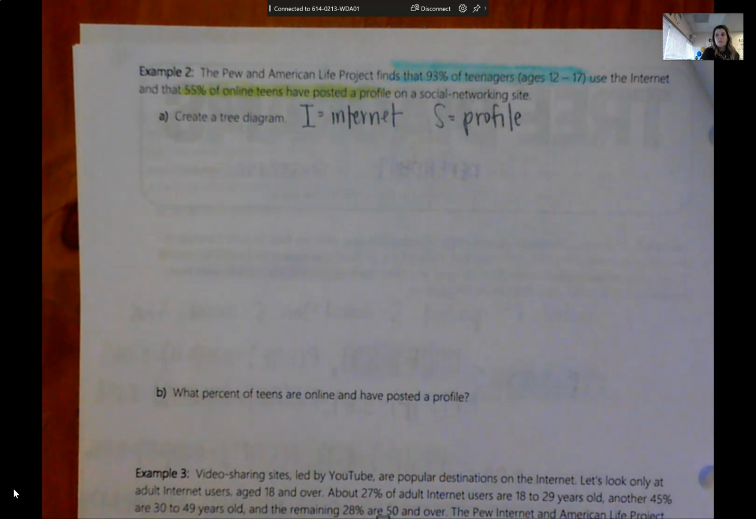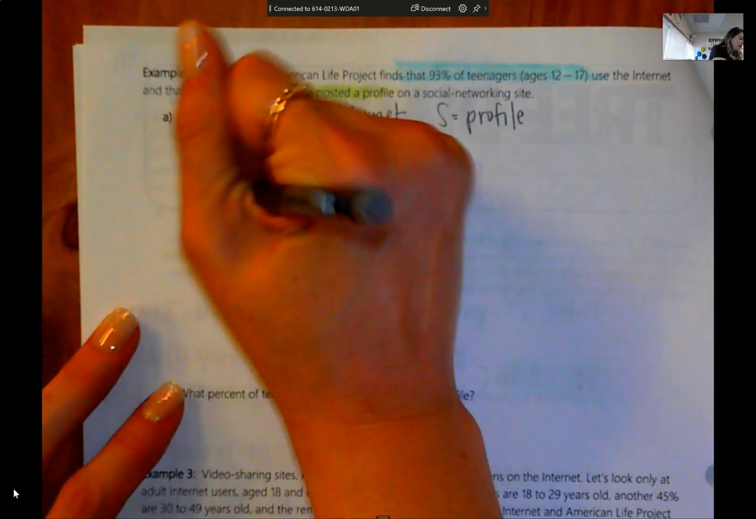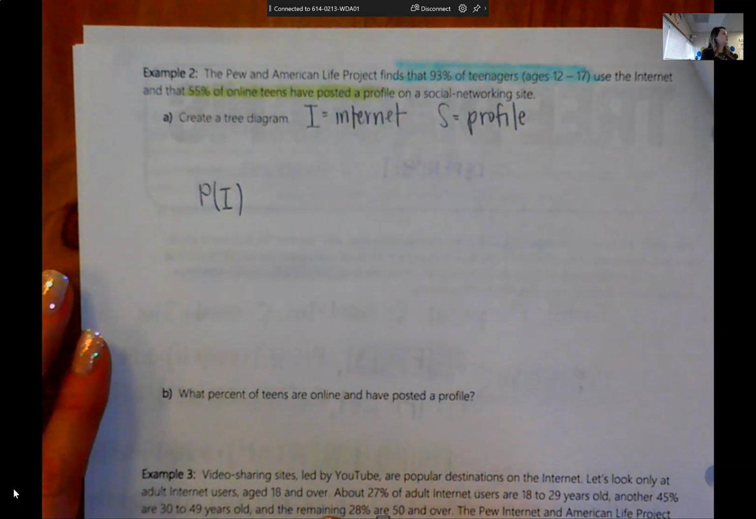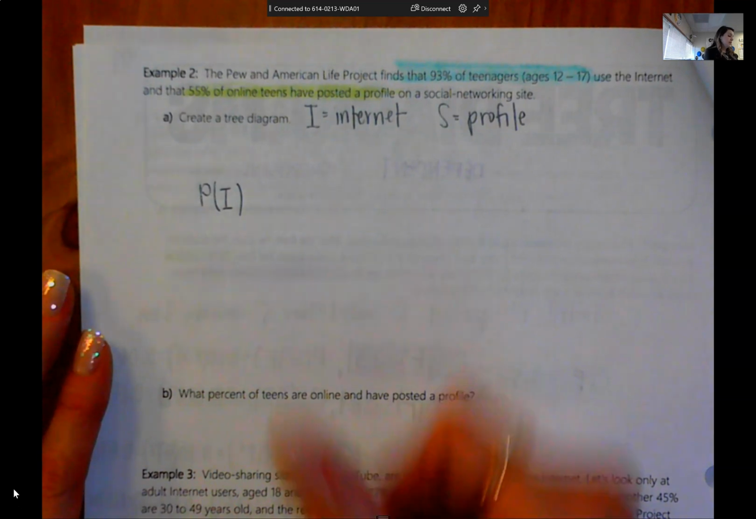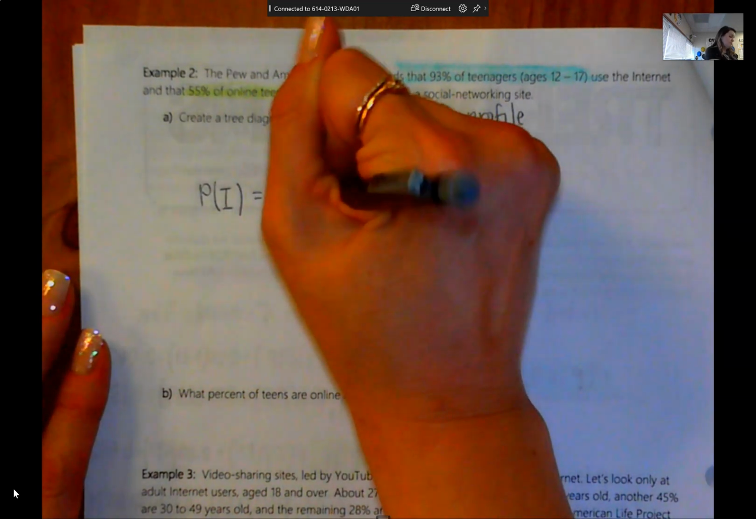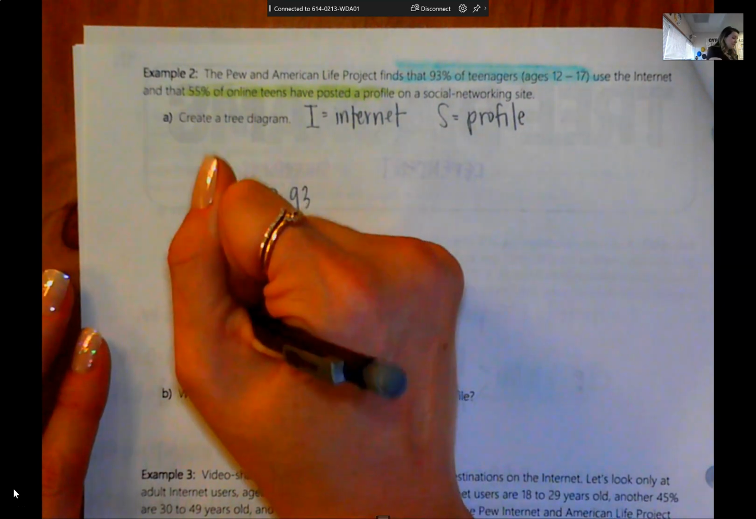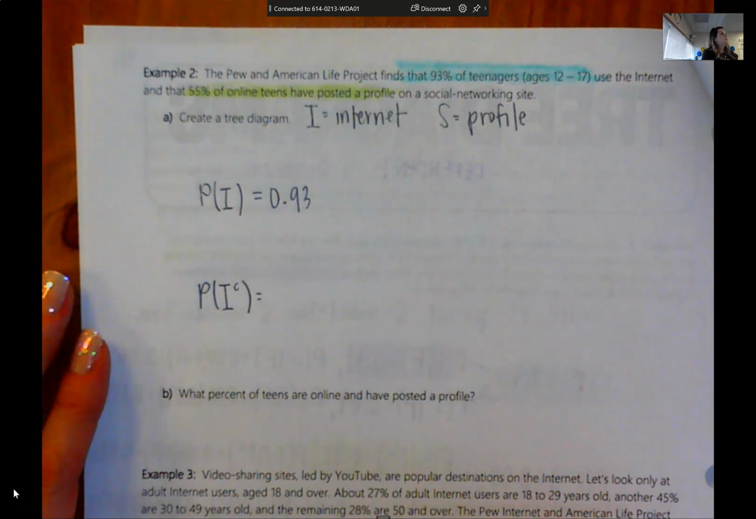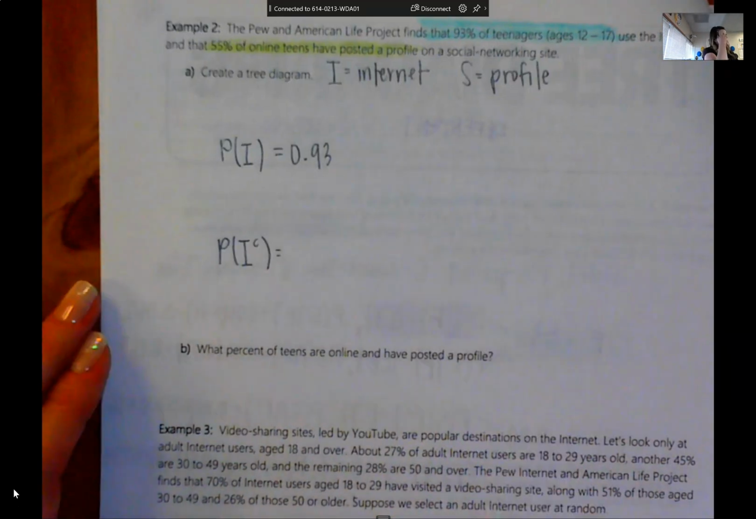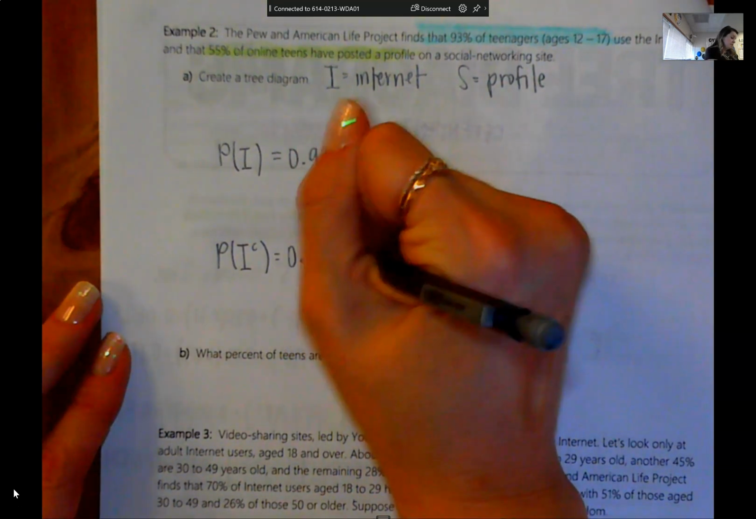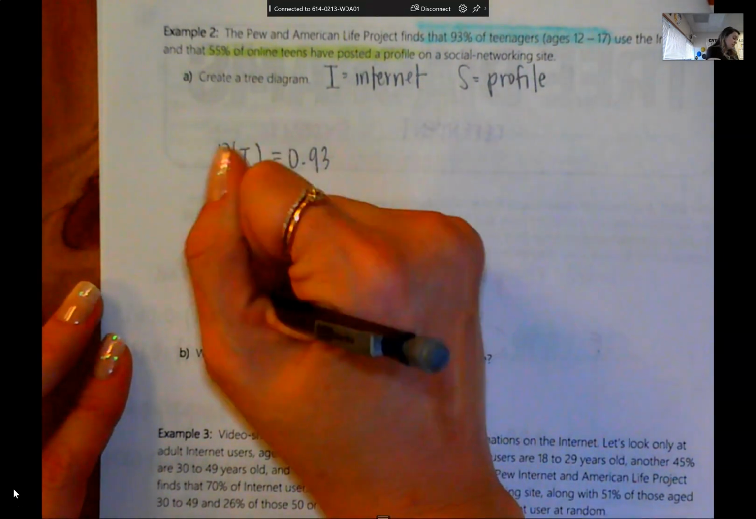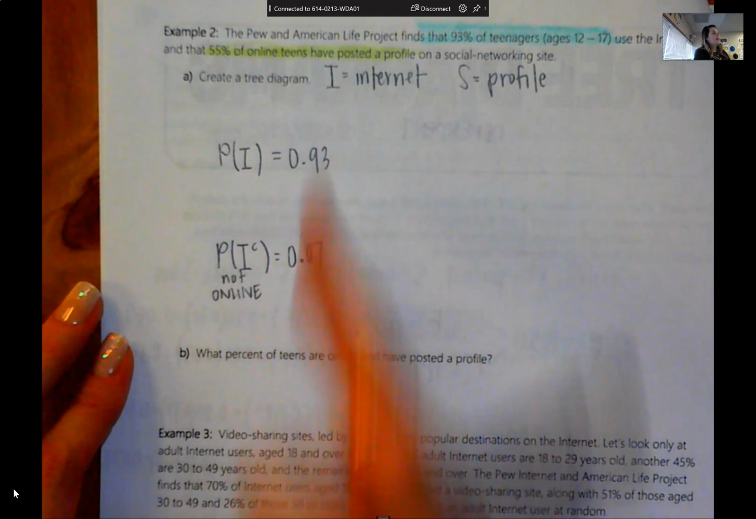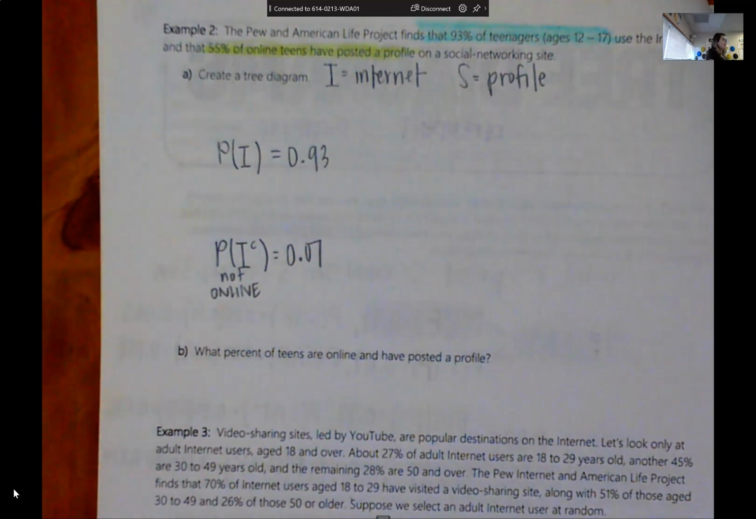Okay, they gave me P of I. What percent of 12 to 17-year-olds use the internet? 93. Which means that the percent of kids that are not on the internet is what? 0.07. Because these two things add to 1. For any tree diagram, the root adds to 1. Now we're going to add on branches.